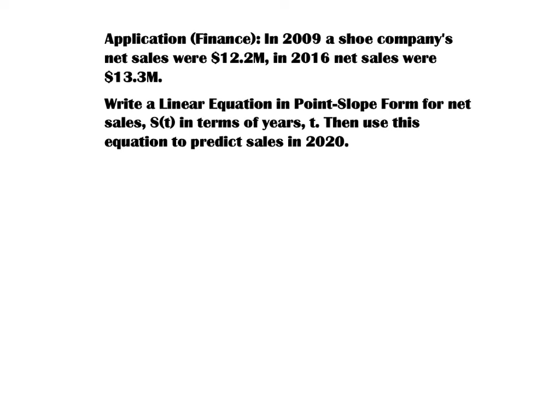So two things I need. I need a point and I need a slope. So let's start with how we're going to determine points and slopes. Well, I'm going to designate that 2009 is equal to t equals 0. Okay, that's representing t equals 0. And in 2016 then, 7 years later, t would equal 7.